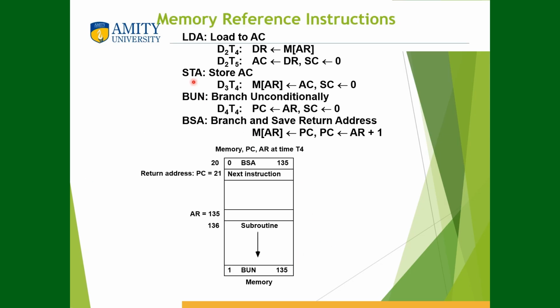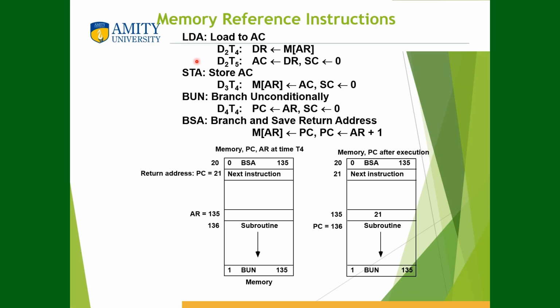An example of execution is LDA, that is load to AC. This function LDA happens at D2, and execution is at T4. So we copy the data from the memory location into the data register, and then at the T5 pulse, at the next clock cycle, we are able to send the data to the accumulator and set the sequence counter to 0.